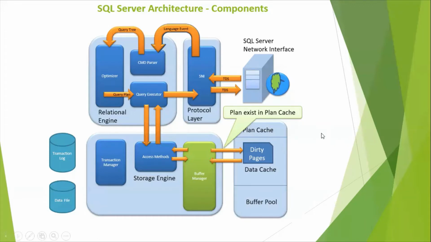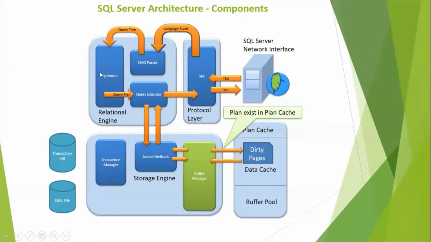I will tell you who will generate the plan and how that will be executed. But for now, understand that we have a plan cache where the command parser will check whether the plan already exists or not. If the plan does not exist, then it will send that query tree to the query optimizer, right?